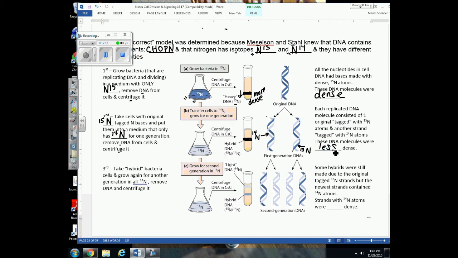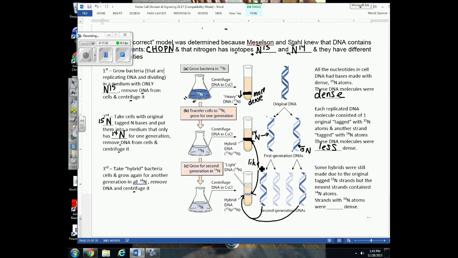But they weren't done. They decided to take these hybrid cells and let them divide for one more generation. Again, they removed the DNA, centrifuged it, and this is what they got. So some of those hybrid DNA molecules would have separated out to make this hybrid band, just like we saw it here.